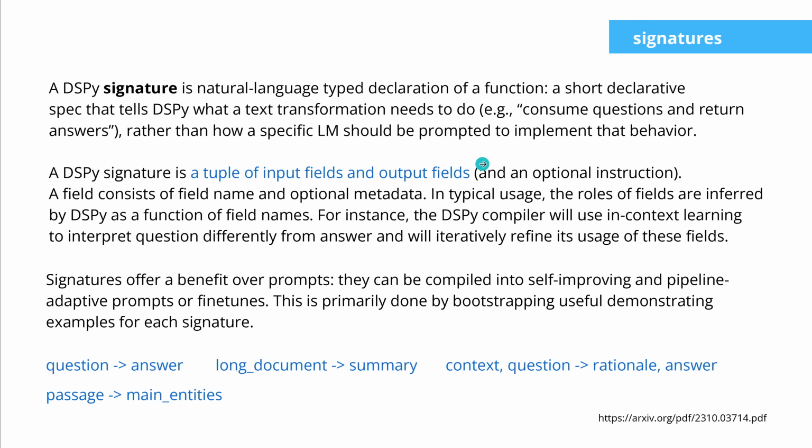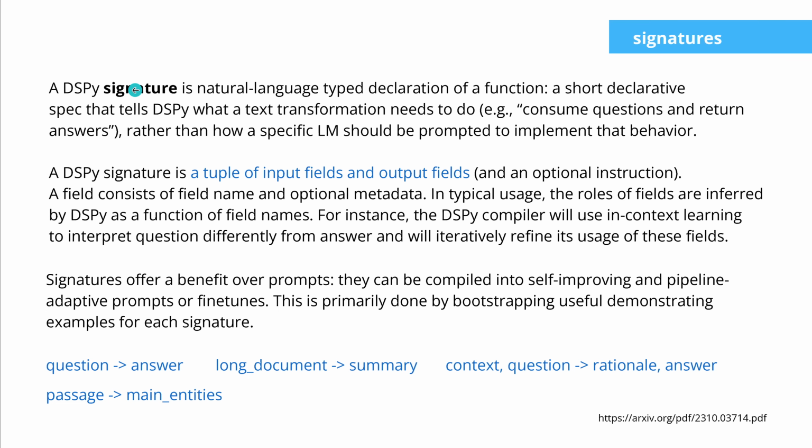Signature is a tuple, input field, output field, plus additional meta instruction. A field consists of a field name and metadata. Yes, you can read this. However, what is nice, the signature offers a benefit over the prompts. The hard-coded human-written prompts can be compiled into self-improving and pipeline adaptive prompts, or even fine-tune a complete LLM system. And this is done by bootstrapping useful demonstration examples for each signature. If this sentence tells you nothing, have a look at part 1 of this video.